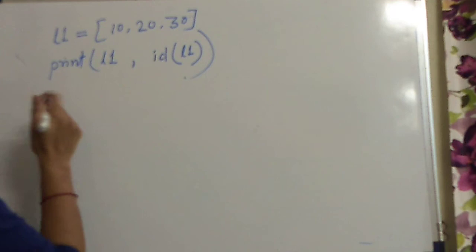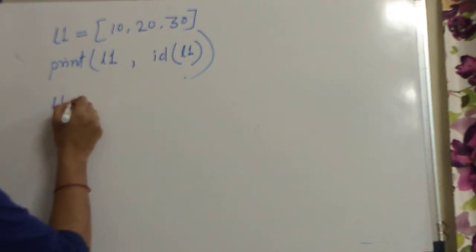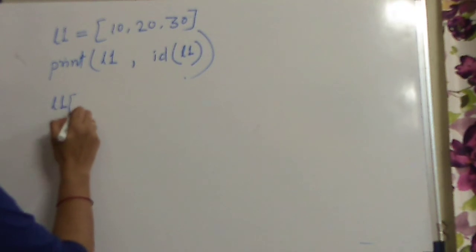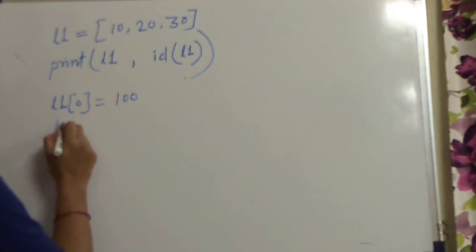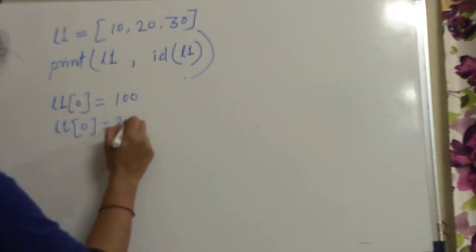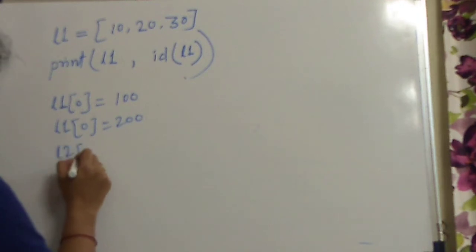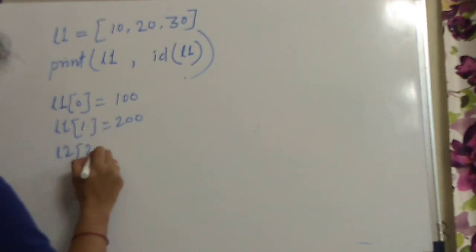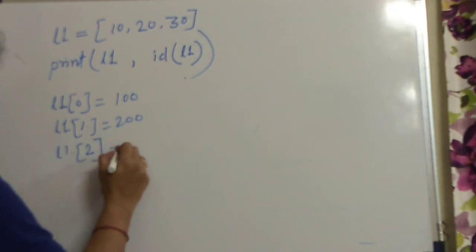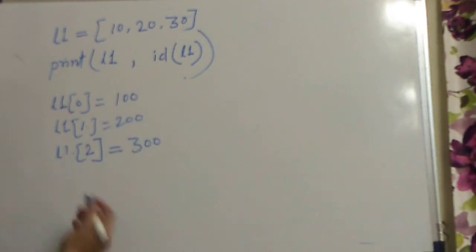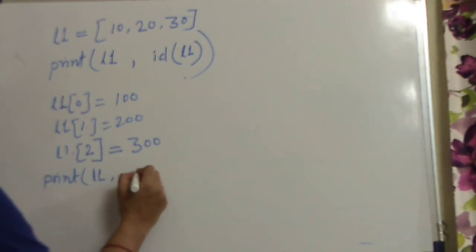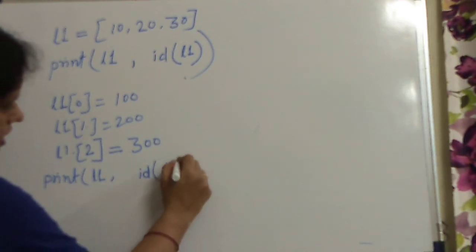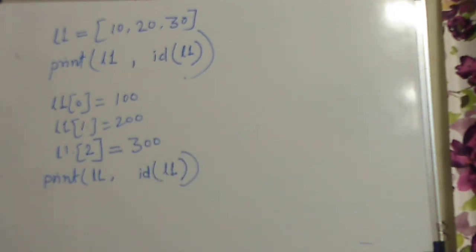And again you just change the values. Suppose at index 0 you have assigned 100, at index 1 you have assigned 200, and at index 2 you have assigned 300. Clear? And now write print L1 comma ID of L1.